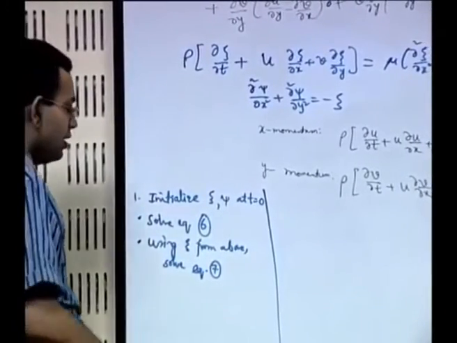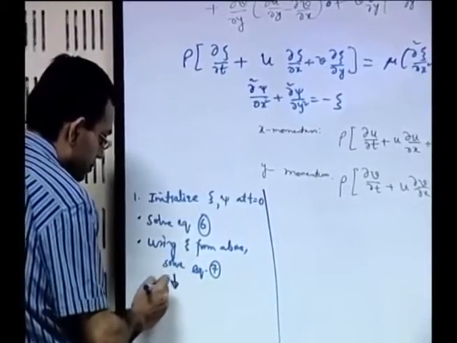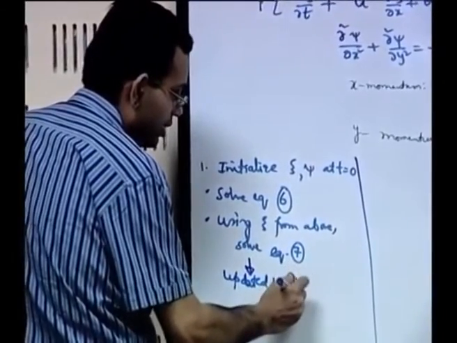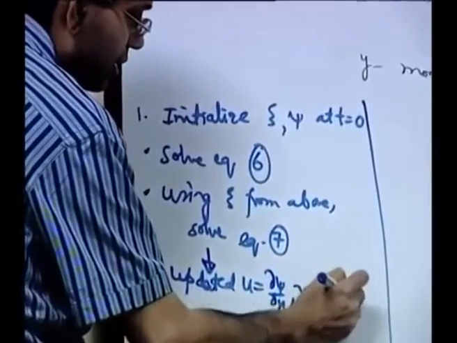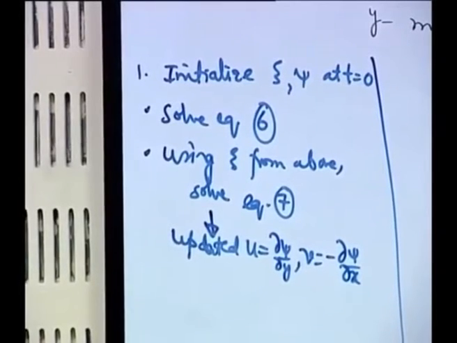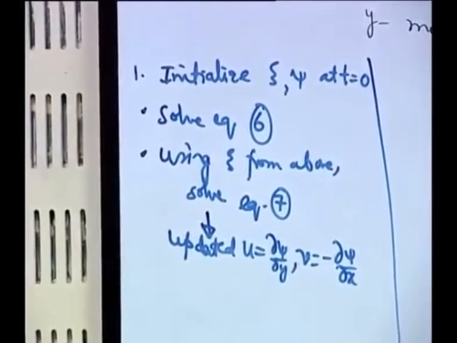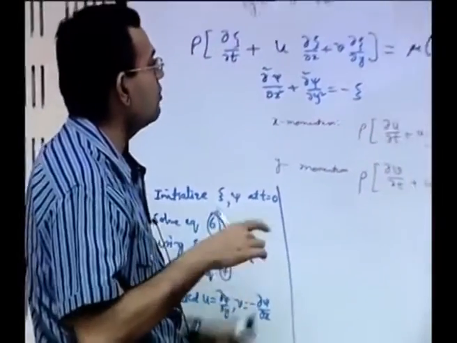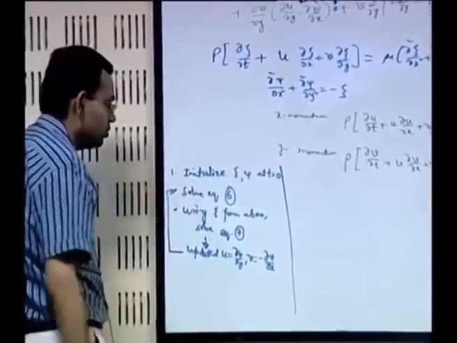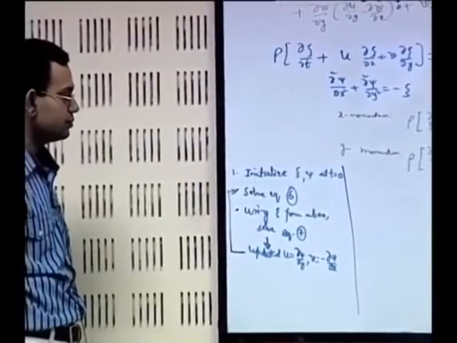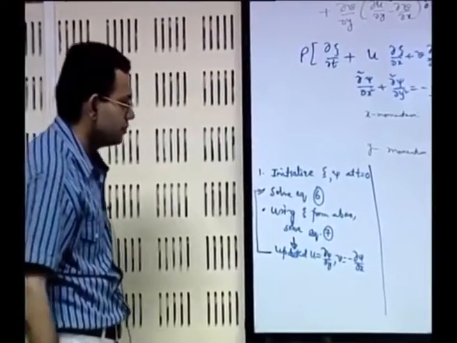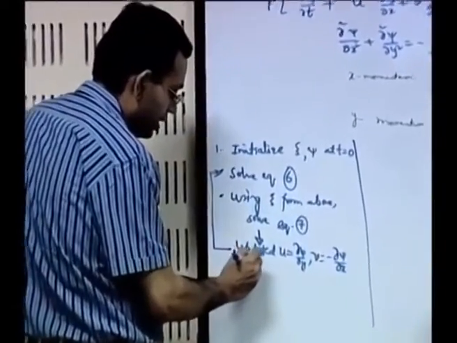Once you solve equation 7, you have updated u equal to del psi del y and v equal to minus del psi del x. Then based on this updated u, v, you go for the solution of zeta again, equation 6. So again you go and solve equation 6 for the next time. So you have t equal to t plus delta t, new time.